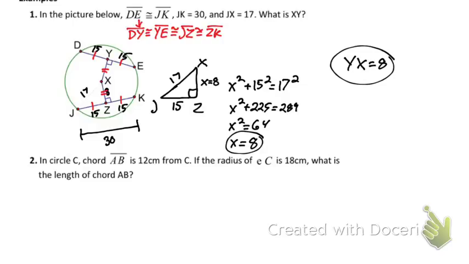All right. Our next one, it says in circle C, chord AB is 12 centimeters from C if the radius of, I think that's circle C.